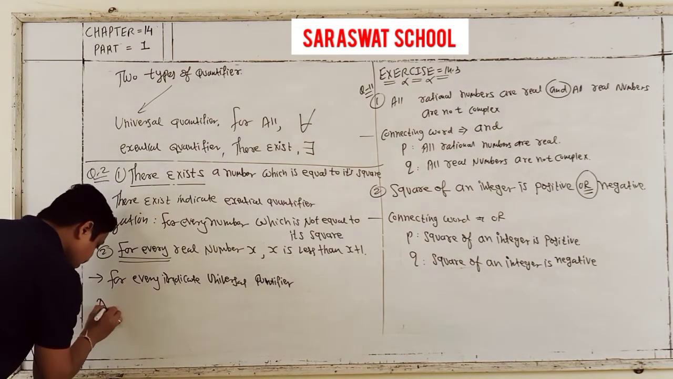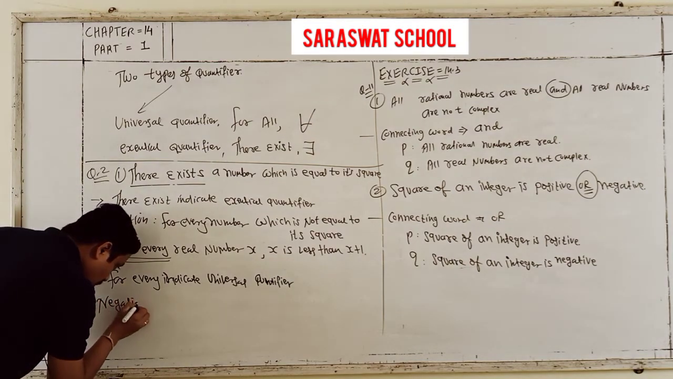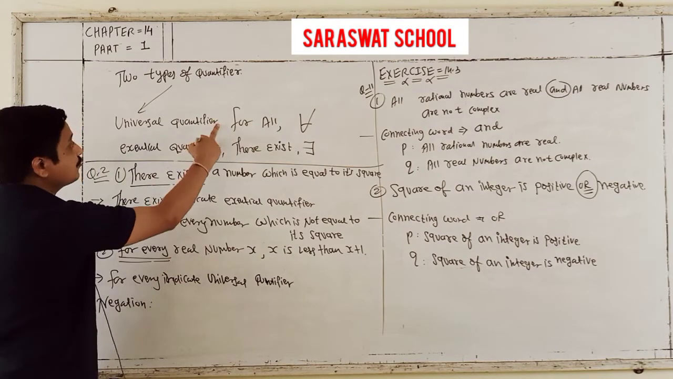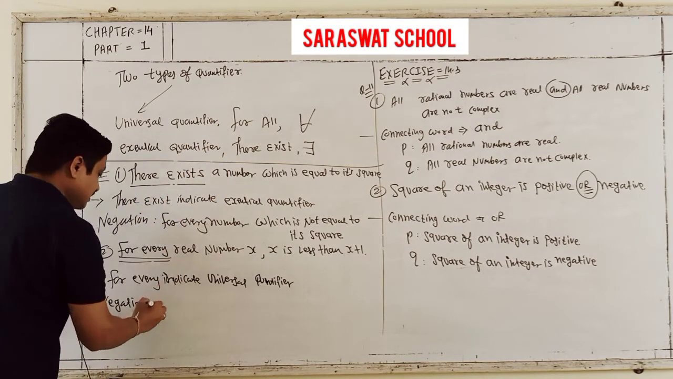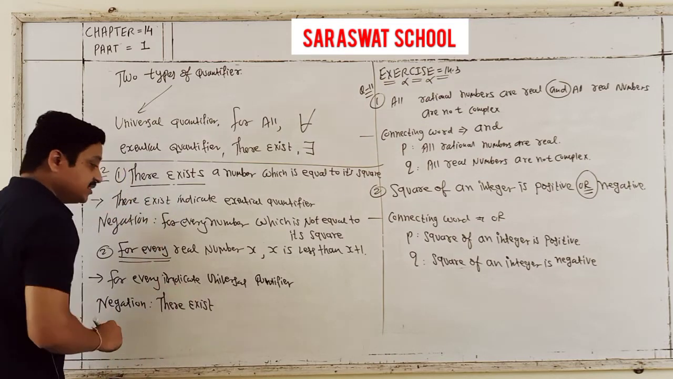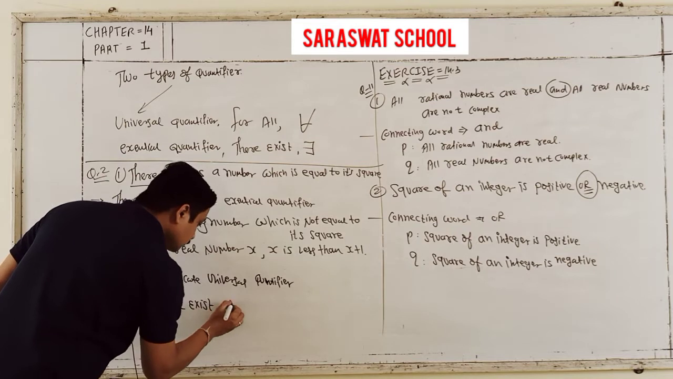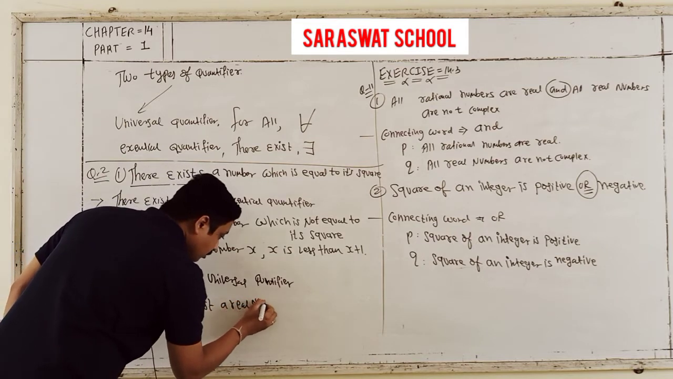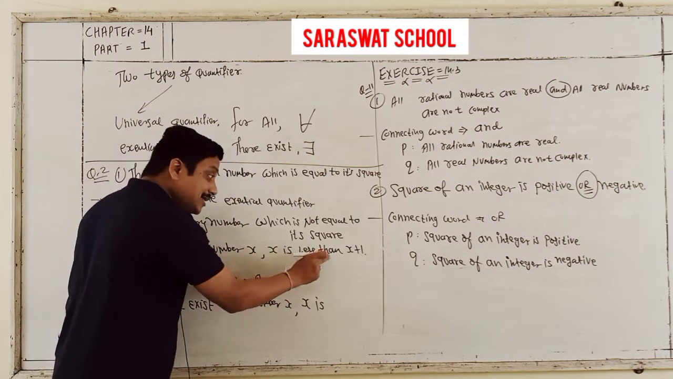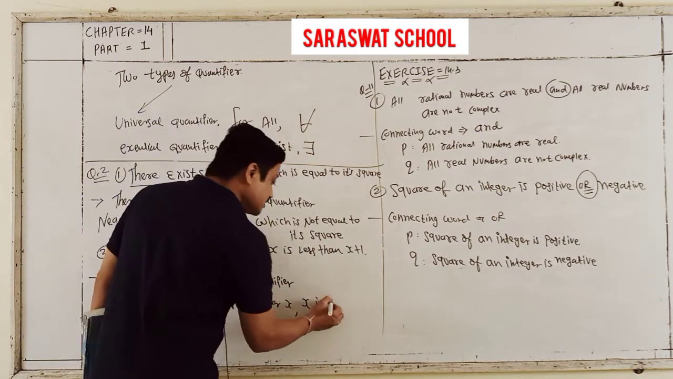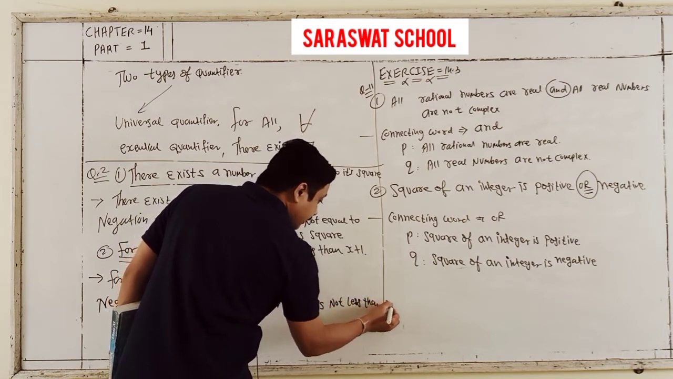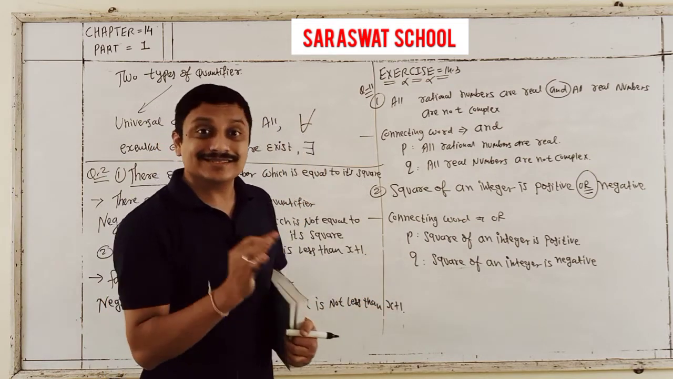And my negation is the same. I am going to the negations. For every, I remove it and write down that there exists a number, either a real number x, such that x is less than x plus 1. I write down x is not less than x plus 1.